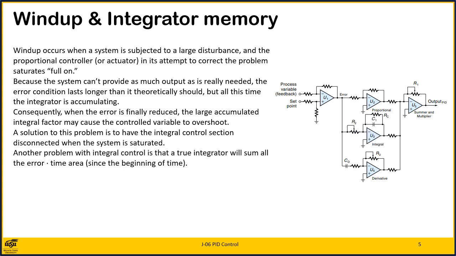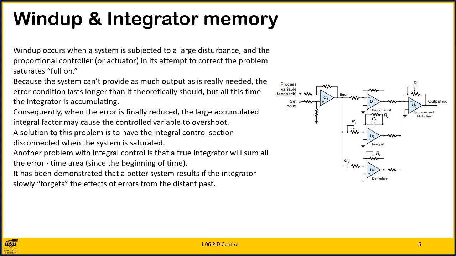Another problem with integral control is that the true integrator will sum all the error times time area since the beginning of time. It has been demonstrated that a better system results if the integrator slowly forgets the effects of errors from the distant past. This can be done by allowing the charge to slowly leak off capacitor Ci through Rc.